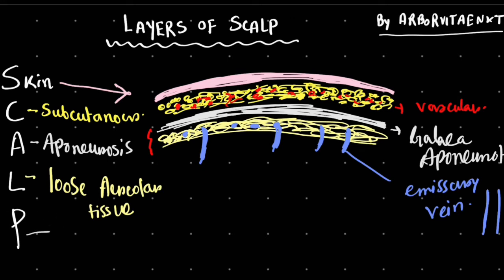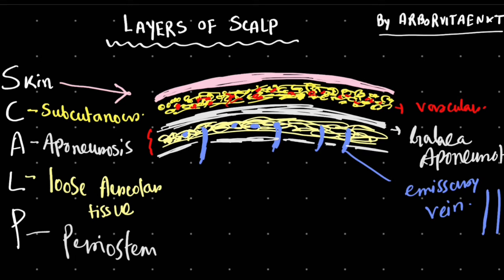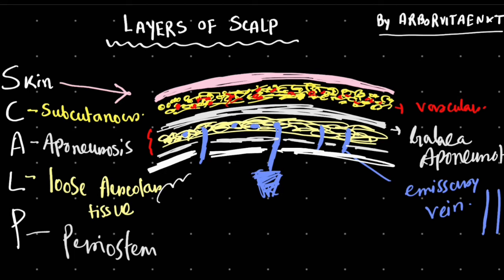The next layer is periosteum. It is very densely connected with the bone. Next comes the cranium. These emissary veins we can draw, they are directly connecting with the venous sinuses inside the cranium. So if this is the brain, this is how the layers of the scalp are arranged.